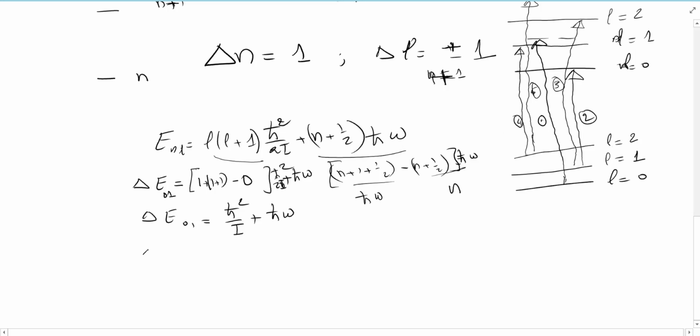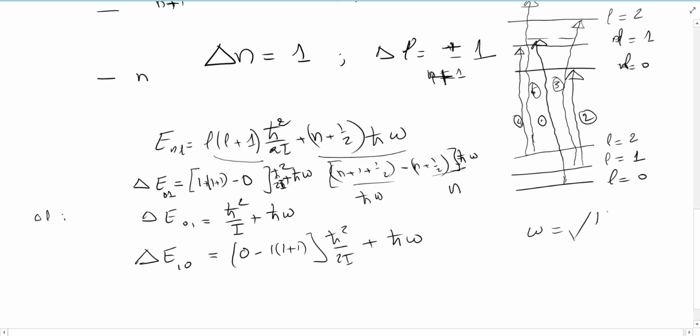So the second energy that we're going to be looking at, I started labeling them, is from L equals 1 to 0. That is delta from 1 to 0. I'm keeping track of only the change in L. In this case it's going to be the same thing, except that the final is 0 minus 1 times 1 plus 1, which is 2, times ħ squared over 2I, plus the same quantity in there. Omega, by the way, is equal to the square root of k over the reduced mass. So in this case it's the same thing, except it's minus ħ squared over I, plus ħω.